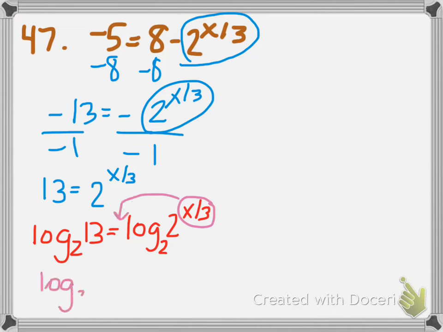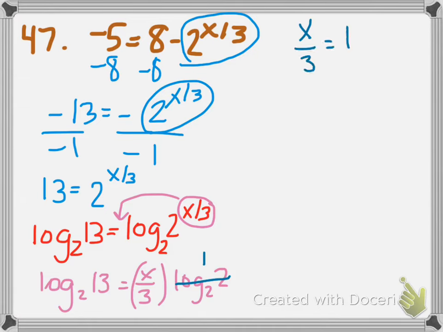So we get log base 2 of 13 equals x over 3 times the log base 2 of 2. So same thing, the rule applies here: my log base matches my exponential base, so that equals 1. And so I'm just left with x over 3 equal to log base 2 of 13.